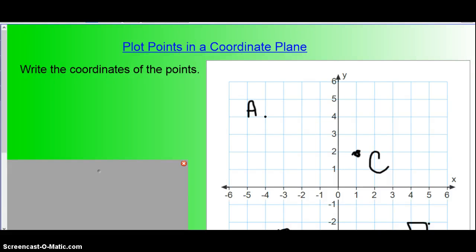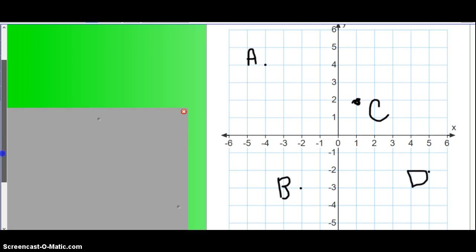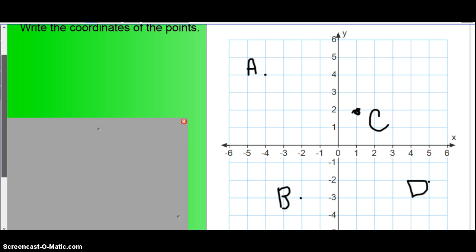Today we're going to talk about plotting points on a coordinate plane and also talking a little bit about slope. So as we're looking at this basic graph where I've got some points plotted on a coordinate graph, I'd like for you to take a moment to pause the video and write the coordinates of these points that are on this graph.